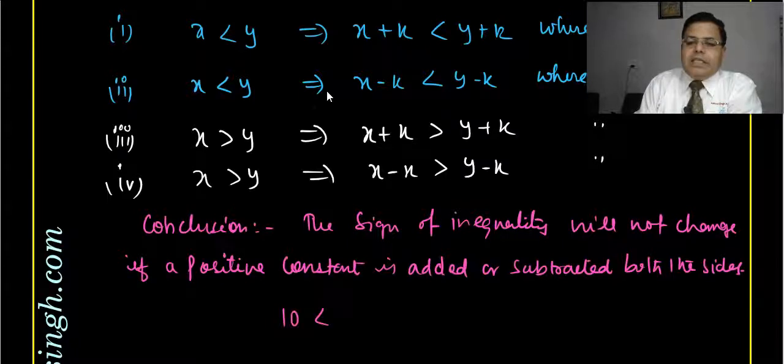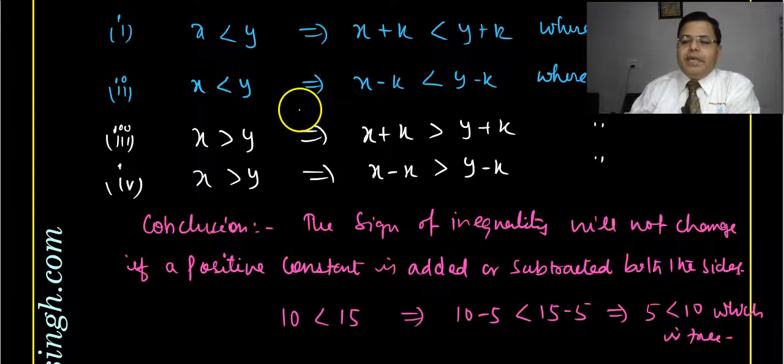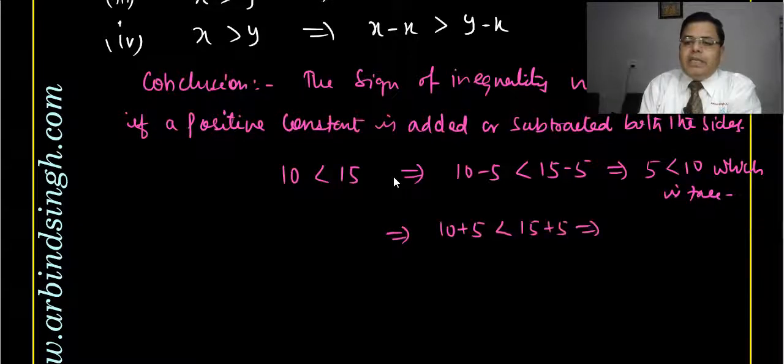Suppose 10 is less than 15, and I subtract 5 from both the sides. So 10 minus 5 is less than 15 minus 5, which implies 5 is less than 10, which is true. Similarly, if you add 5 to both the sides, the inequality will be the same: 15 is less than 20, and this is also true. So the conclusion is that if we either add or subtract, the sign of inequality will not change.